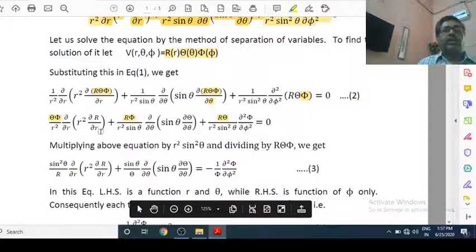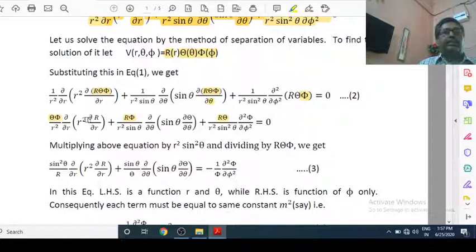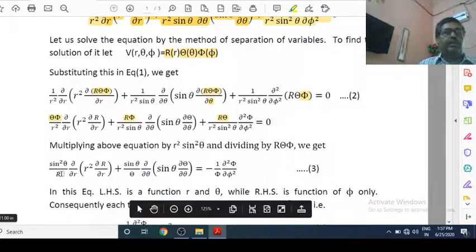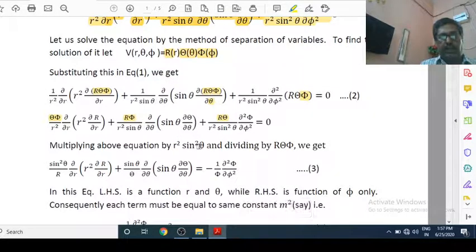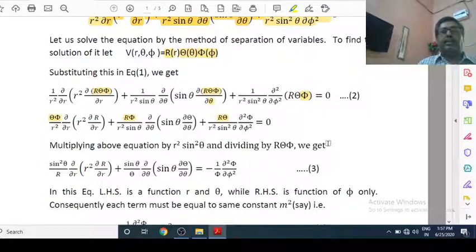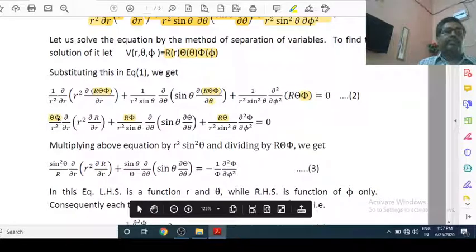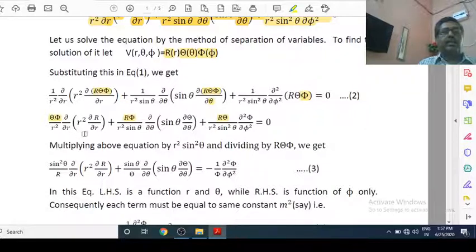Now the first term has Theta Phi constant, the second term R Phi, the third R Theta. So we divide by R Theta Phi. Theta Phi will be cancelled out, and R will be here. First we multiply by r squared sine squared theta and divide by R Phi Theta. We get this one. After cancellation, sine squared theta will be here and r squared cancels out.